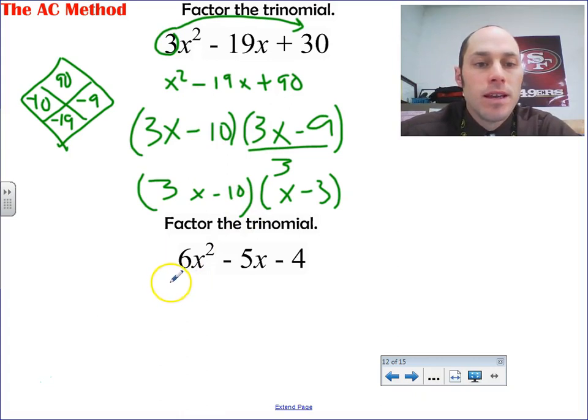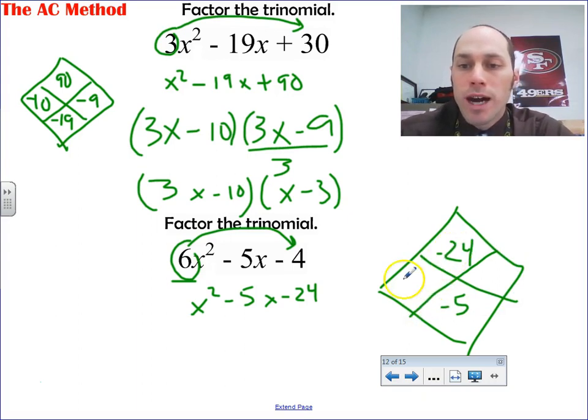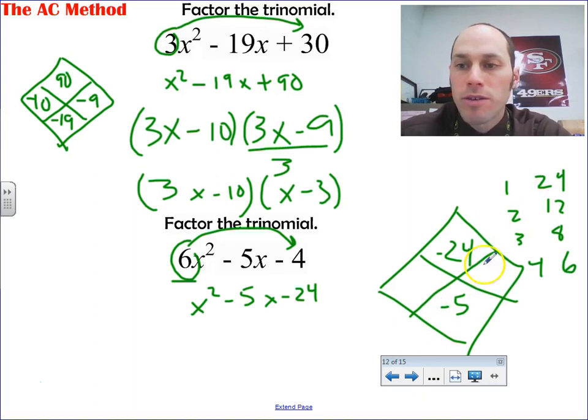So here I got a value for A, it's 6. I'm going to multiply that by my C value. Leaving me with x squared minus 5x minus 24. Set up the diamond. Product of negative 24 and sum of negative 5. So the product's negative, so I have one positive, one negative. Think of my factors: 1 and 24, 2 and 12, 3 and 8, 4 and 6. Now one of those is negative, so I'm looking for the difference, a difference of 5.